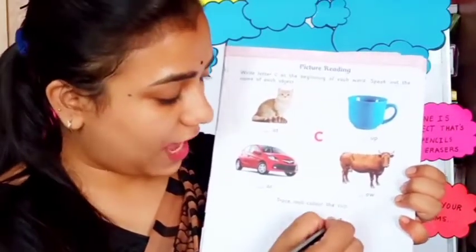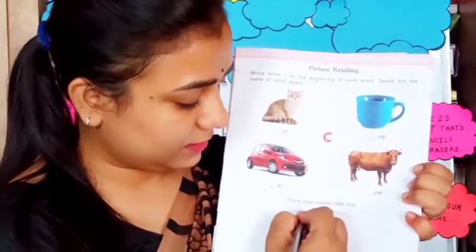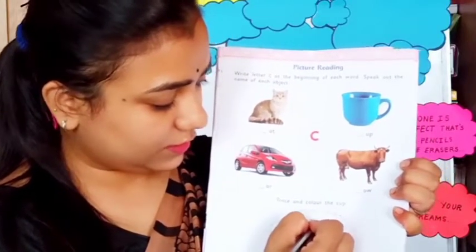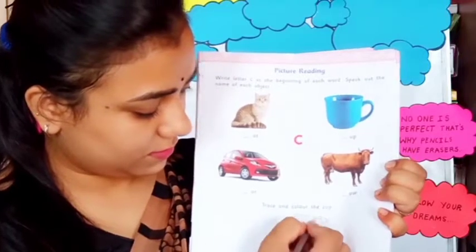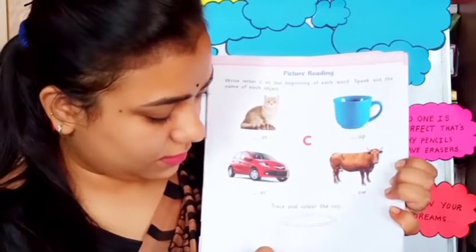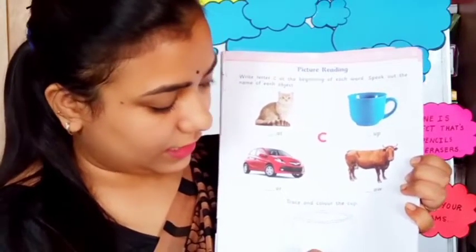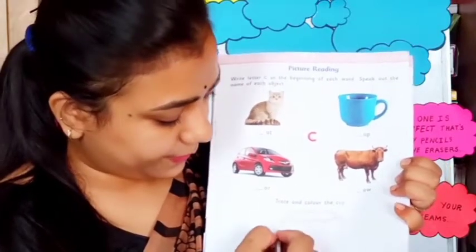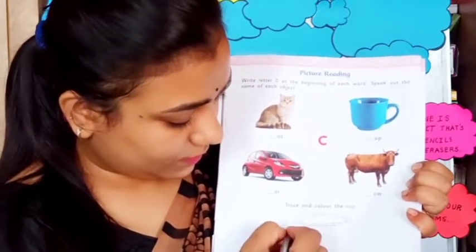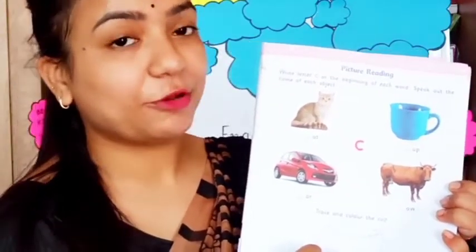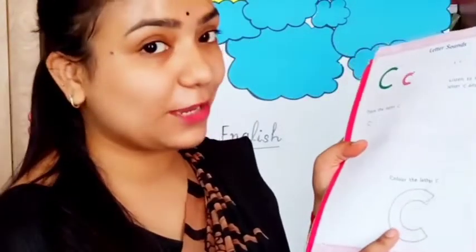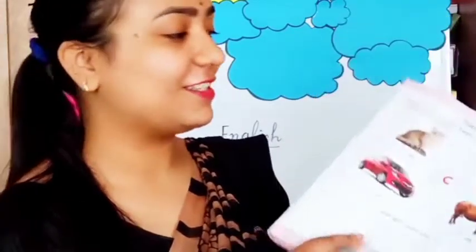And C is for cup. So you all have to trace these dotted lines. Then it will form a cup. And then you all have to color this cup. And you have to color this C also. So now next.